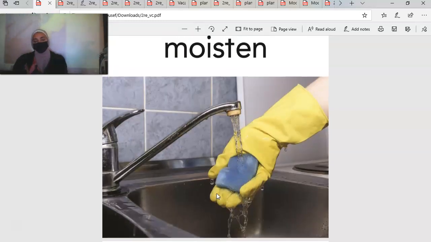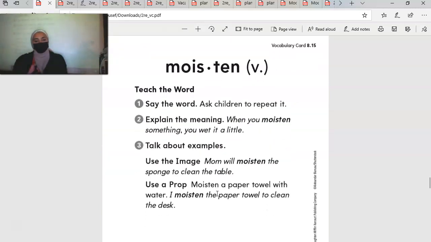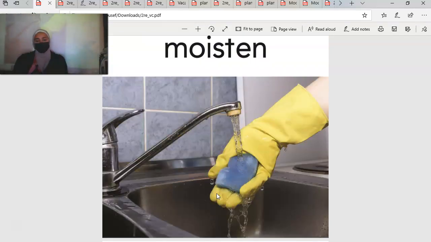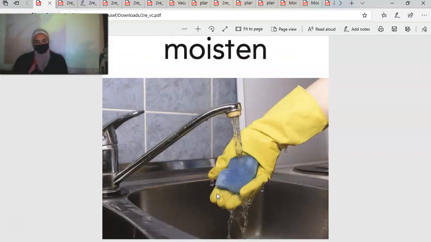Moisten. She looks like she's moistening the sponge before she washes. Moistened. Mom will moisten the sponge to clean the table. When you moisten something, you make it a little wet. You wet it a little. She's moistening the sponge. Well, that doesn't look like it's wet a little. It looks like it's wet a lot. But usually after you wet a sponge, do you just go wipe whatever you're going to wipe with? No, you first do what? Squeeze it out, and it becomes very good. So all the water comes out, so it's not soaking wet. Instead, it's moistened.